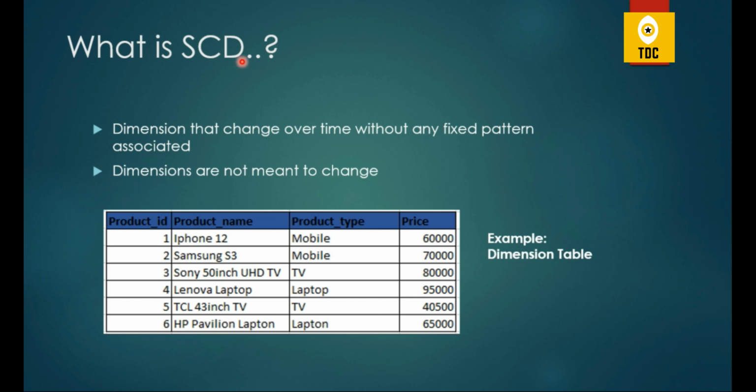Slowly changing dimension means the dimension is changing. What is a dimension? It's a dimension table that we are talking about. Dimension table data might change, but it changes slowly. That is why we are calling it a slowly changing dimension. If you understand this concept, then it is very easy to understand the further concepts and further types of SCDs.